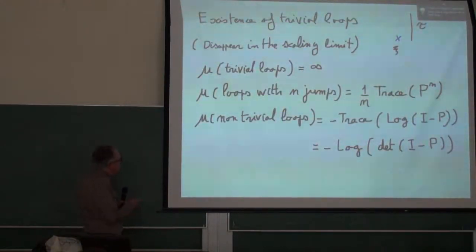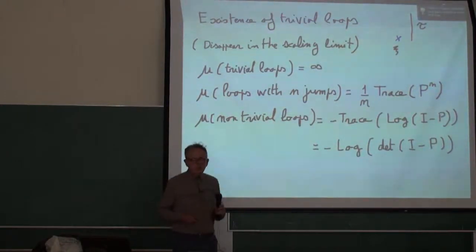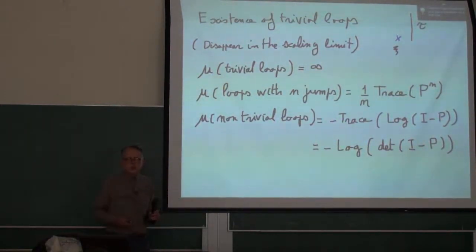So the measure of these trivial loops is infinite. When you go to the scaling limit, there is no more trivial loops. In a sense, you can think of these things backwards. Namely, if you discretize the space, you see that very short loops will become point loops. And so the measure of very small loops is always infinite in the continuum.